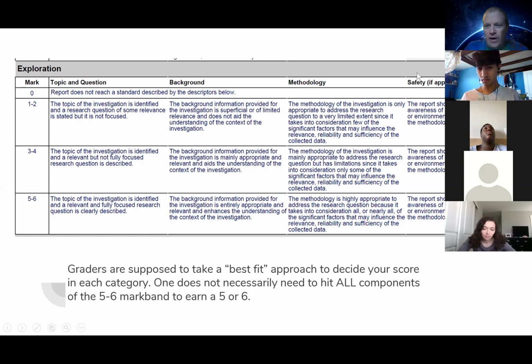Safety, it's also the case that I don't think all of these are necessarily weighted equally. So if you're doing a relatively safe lab and we have one sentence that says to put your goggles on, and that gets you to a 6 in safety, I don't think that necessarily is weighted as much as these other ones. So it's kind of a guessing game in that sense.